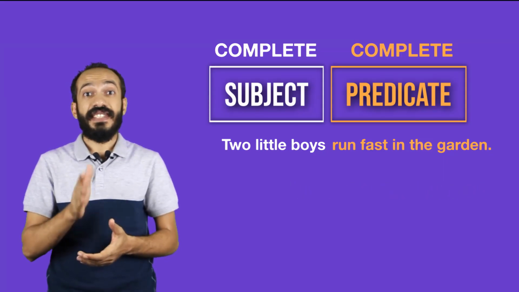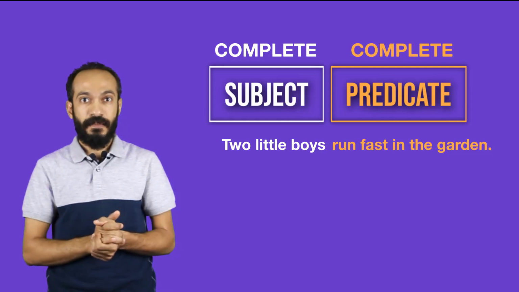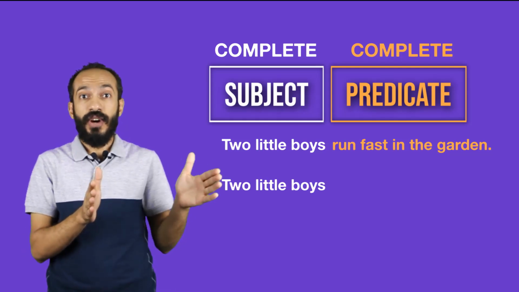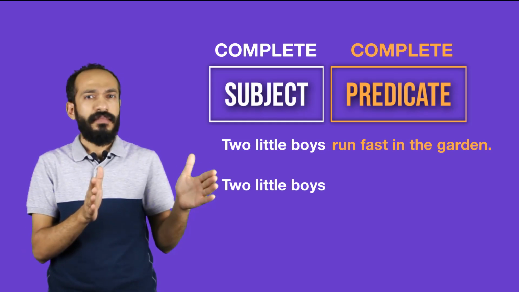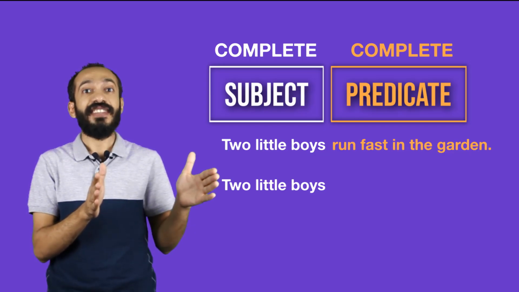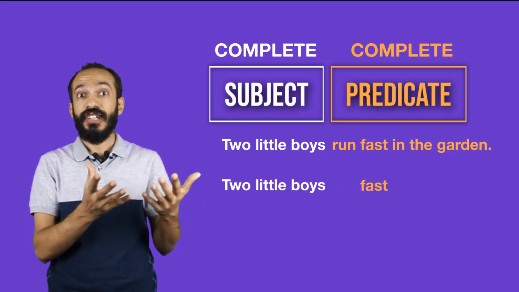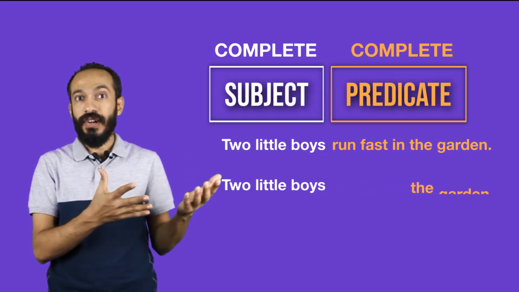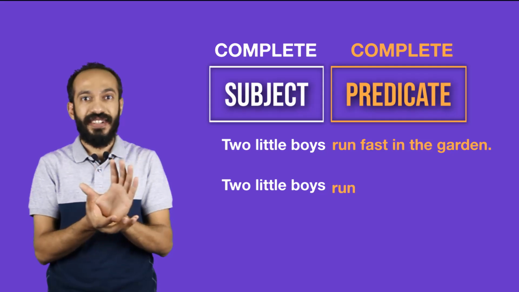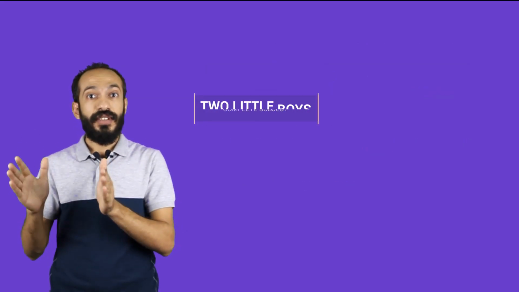Alright, let's get to the simple predicate of the sentence. Alright, the predicate says, run fast in the garden. Which one of these words would represent the action done by the boys? Run fast in the garden. Obviously, the word run.